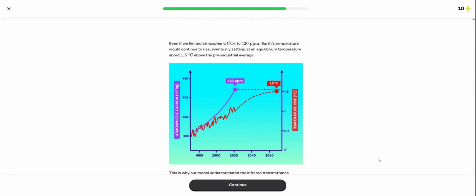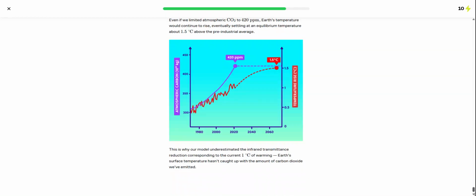Right. If we limited atmospheric CO2 to 420 parts per million, Earth's temperature would continue to rise, eventually settling at an equilibrium temperature about 1.5 degrees Celsius above the pre-industrial average. So directly looking at this temperature versus the mass of carbon in the atmosphere relationship. This is why our model underestimated the infrared transmittance reduction corresponding to the current 1 degree Celsius of warming. Earth's surface temperature hasn't caught up with the amount of carbon dioxide we've emitted. Continue to see what's next.